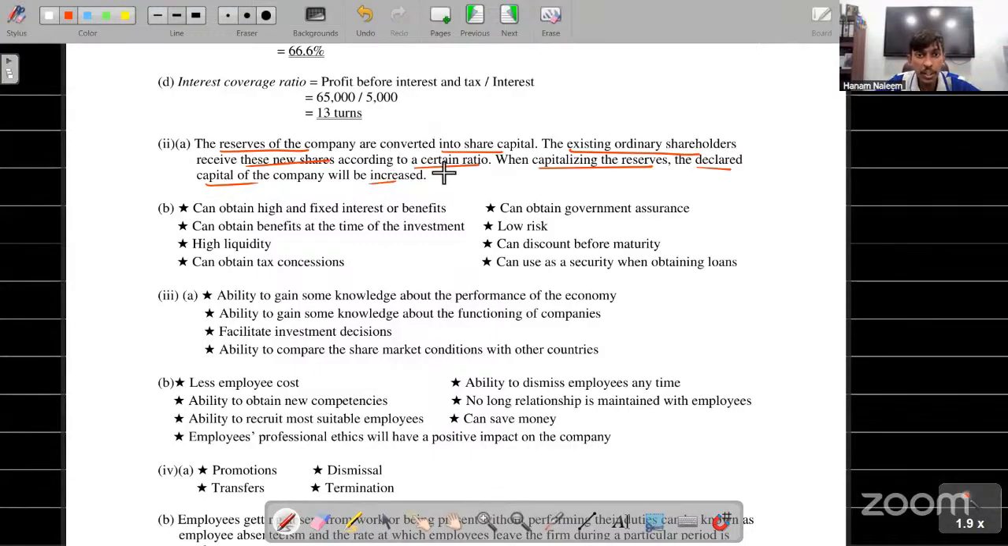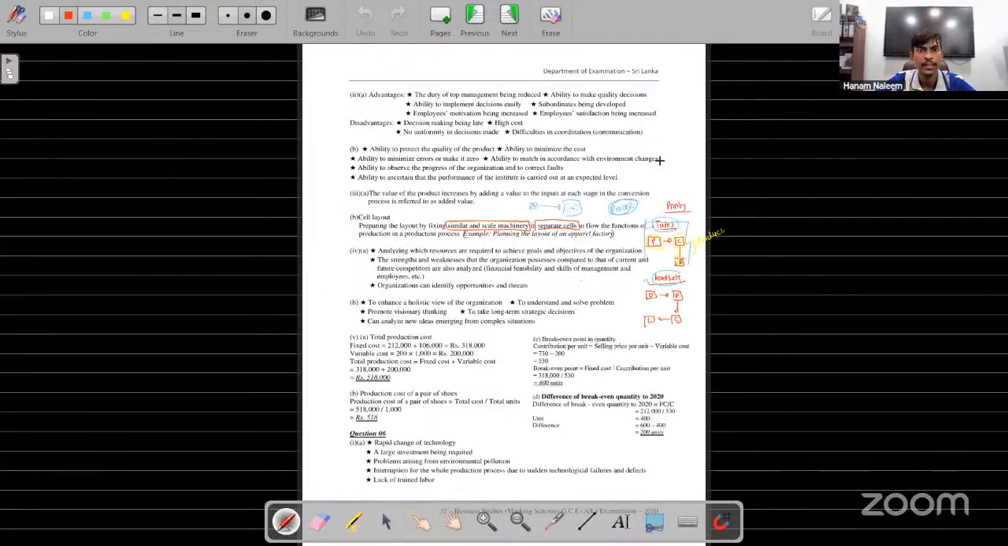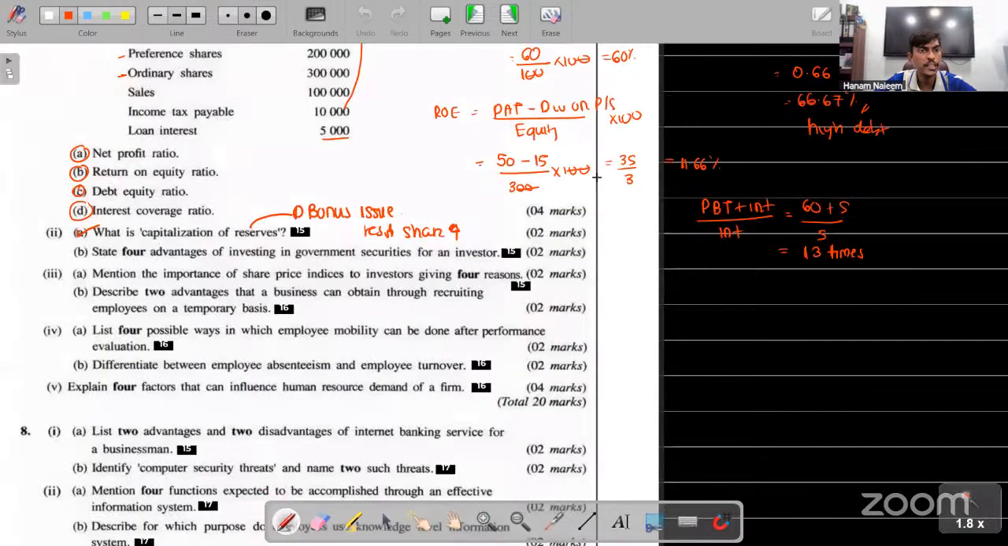Okay. And the equity impact, if you take, the impact on the equity will be 0. The reason is why? Because your capital is increasing, but your reserves are decreasing. So they set off, so there won't be an impact on the capital. Okay, good. Then what's the next one?